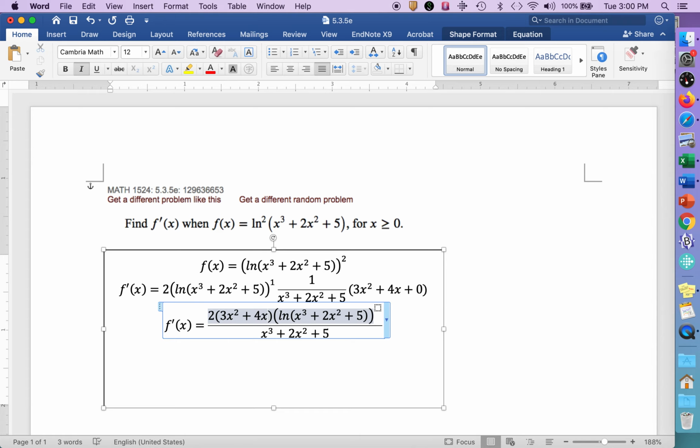So we've got 2 times the 3x squared plus 4x all on the top times the natural log of x cubed plus 2x squared plus 5 all over x cubed plus 2x squared plus 5.